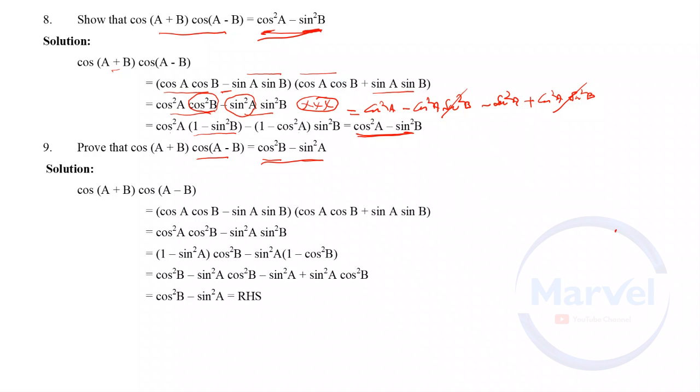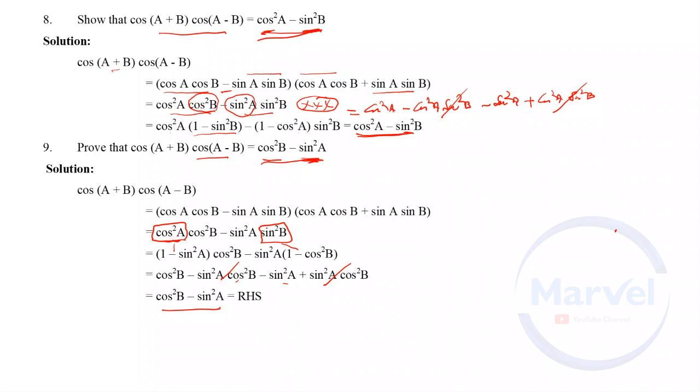So x² minus y², but here B is in terms of cos, A in terms of sin. If cos A is there, replace it by sin²A. If sin B is there, replace it by cos²B. So 1 minus sin²A, 1 minus cos²B. If you multiply, cos²B minus sin²A cos²B minus sin²A, and these two terms get cancelled, plus sin²A into cos²B. Opposite terms get cancelled. The answer is cos²B minus sin²A.